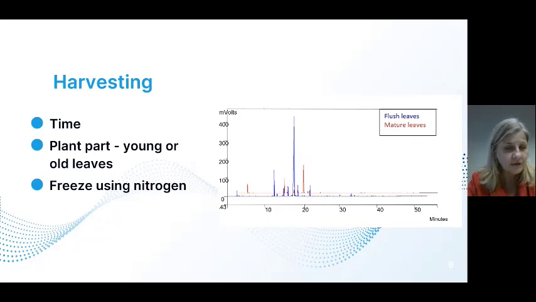Then if you have decided you're using your leaves or your roots, as soon as you have sampled that, you should freeze it, because that will stop all enzyme activity, and therefore you won't be producing metabolites after sampling.